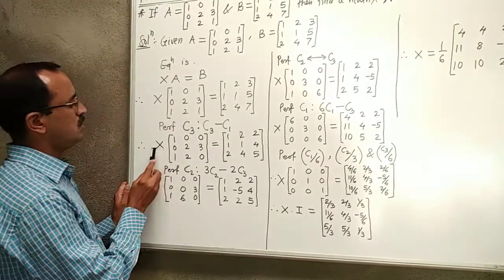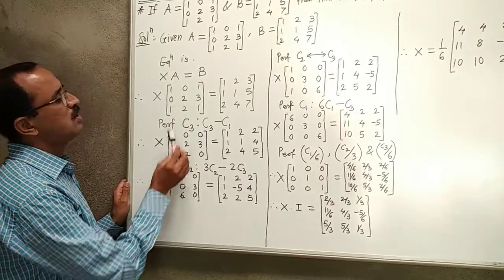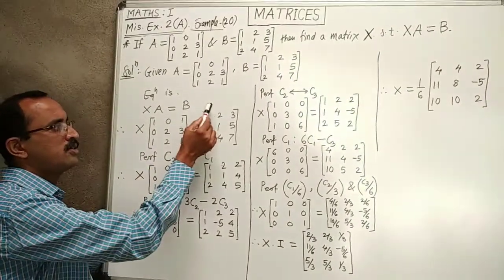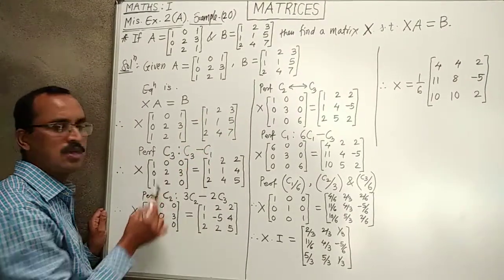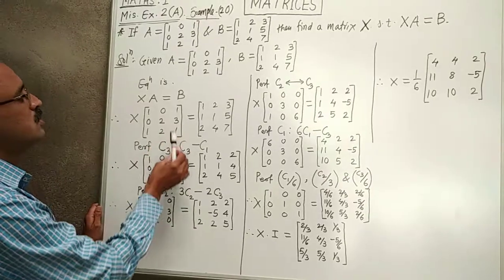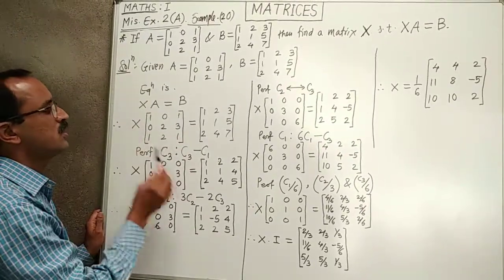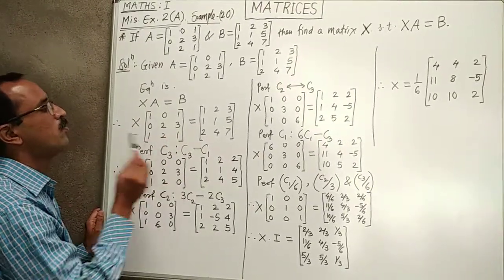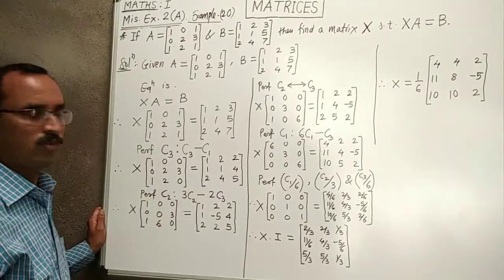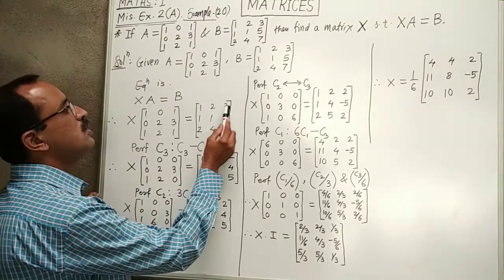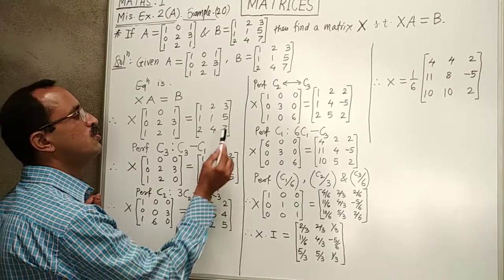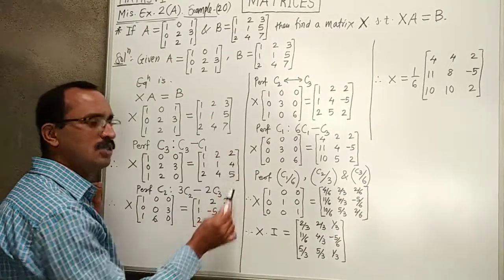So we get X into the matrix. Now C1 and C2 remain the same on the right hand side as well, and C3 is changed. Accordingly, C3 minus C1 means 1 minus 1, 0, 3 minus 0, 3, 1 minus 1, 0. Here also on the right hand side, 3 minus 1, 2. C3 is changed.